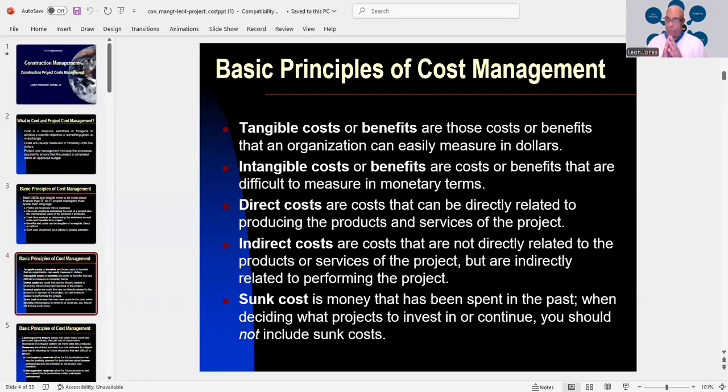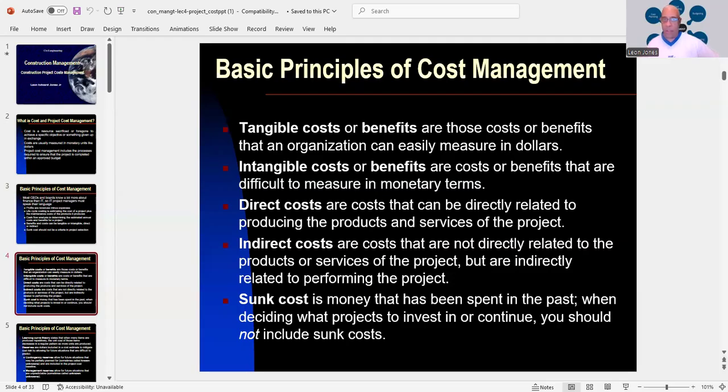Now, we're going to define some of the costs here so you understand exactly what costs are, because they are broken down, and the different types of costs mean something totally different, but they're all under the umbrella of cost management. So basically, we have tangible costs or benefits, and there are those costs or benefits that an organization or a business can easily measure in dollars.